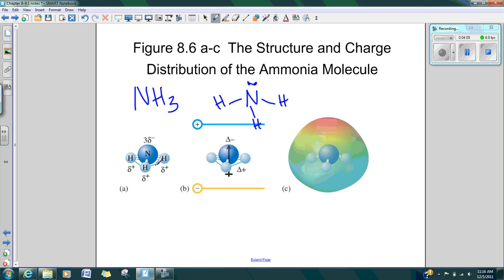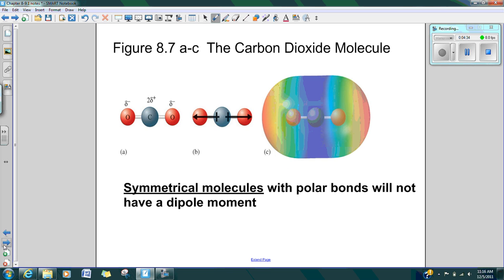So you can see that my hydrogens are slightly positive and my nitrogen is slightly negative. Again, they've induced this battery to show you that the molecules are going to rotate themselves, and here is its electron density diagram. So does this have a dipole moment? Yes, it would have a dipole moment because there is a difference in their charges and how they are aligning.